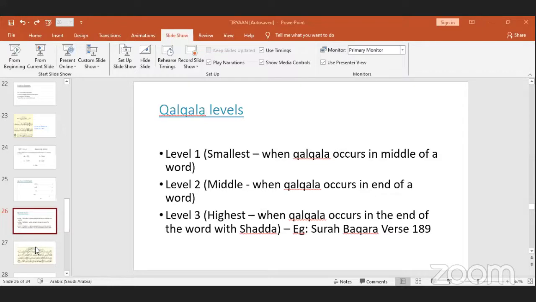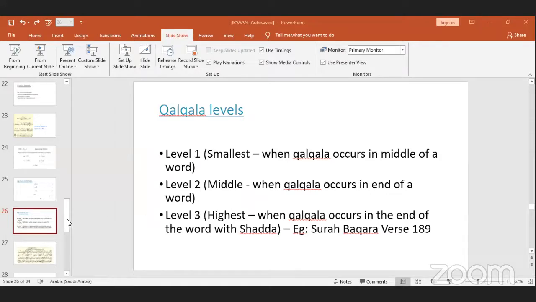So you may have known ما أغنى عنه ماله وما كسب. Ba with sukun comes at the end of the word. End of the word means level 2. You should do a little more than level 1. So it should be not kesab, not that much. Kesab, it should be a little more louder and higher frequency than level 1. So when any letter comes at the last of the word and stops with qalqala, kesab is an example. Like that, the other letters as well.